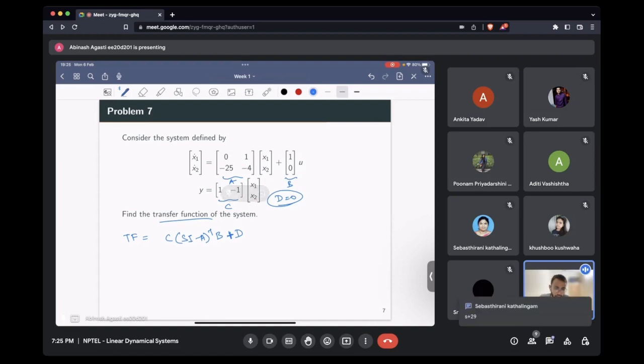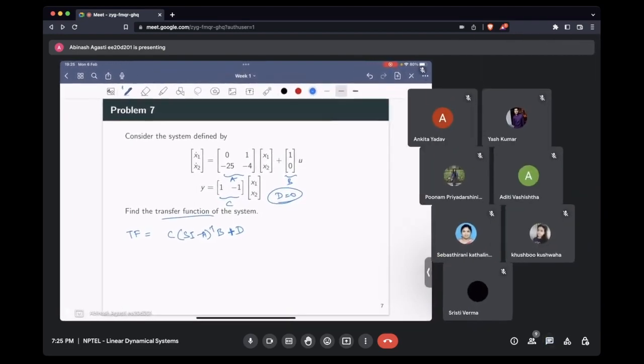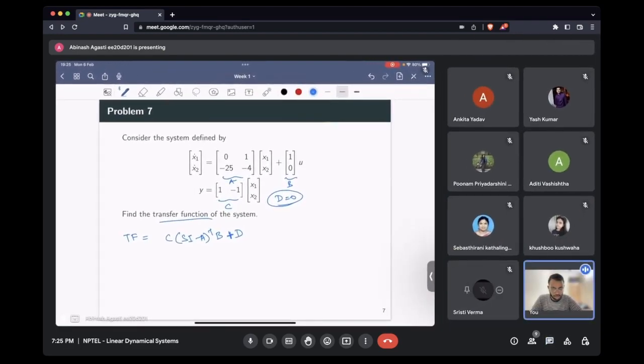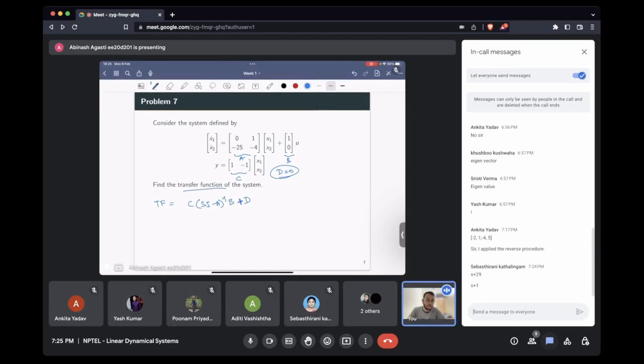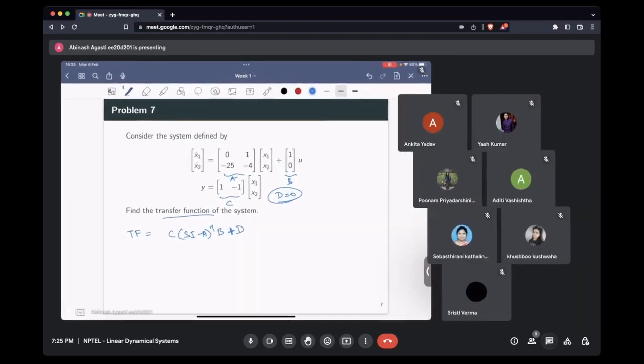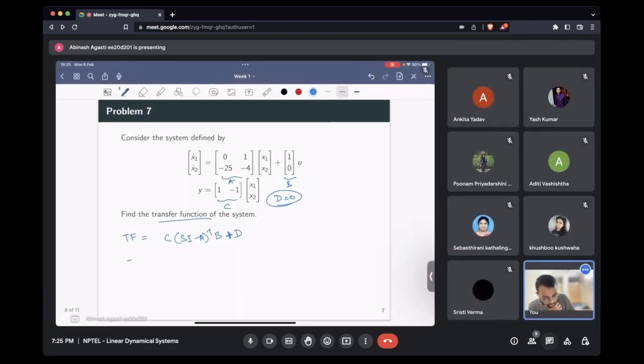S plus 29, is it? Okay, anyone else has any answers or we can start solving? Let's start solving and we'll see what answer we get. Plus 29 by s plus 1. Yeah, it might be the case. I'll just start. So first let us find out (sI minus A) inverse because that is probably going to be the hardest part in this thing.